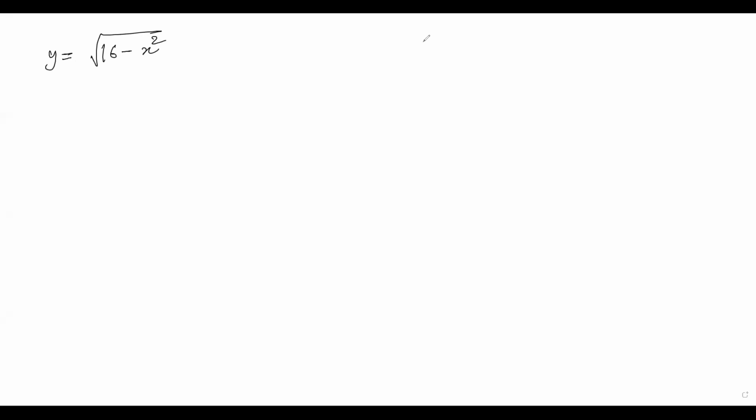y is equal to 1 by under root of 16 minus x squared. Was it this? No, 1 by root of 16 minus x squared. Yes, right? Reciprocal. Okay, in that case, the answer would be different. I thought this was y is equal to root over 16 minus x squared. So if we are given y is 1 by root over 16 minus x squared.